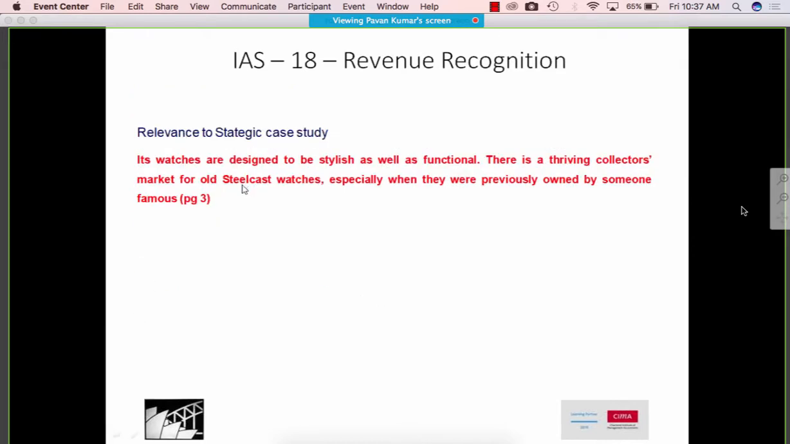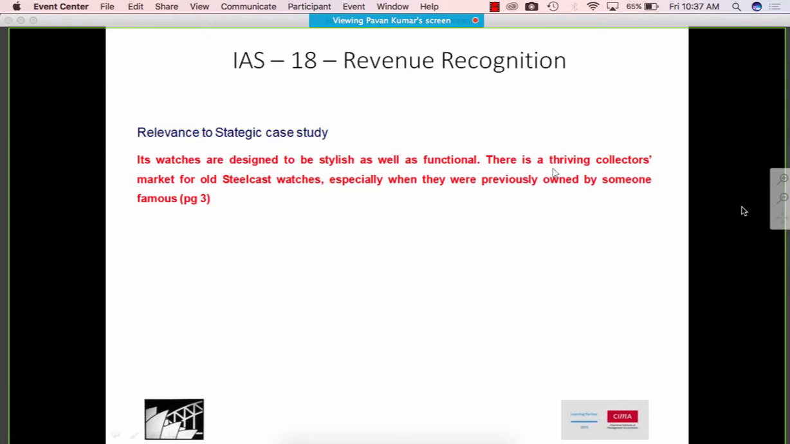Relevance to the strategic case study, which is for Steelcast. Its watches are designed to be stylish as well as functional, and there is a thriving collector's market for old Steelcast watches, especially when they were previously owned by someone famous. And these words are picked up from page number 3 of the case study.